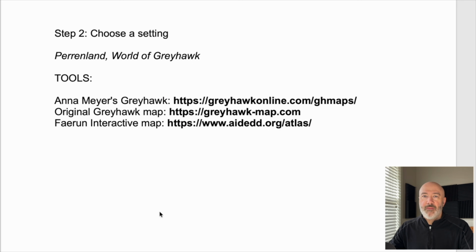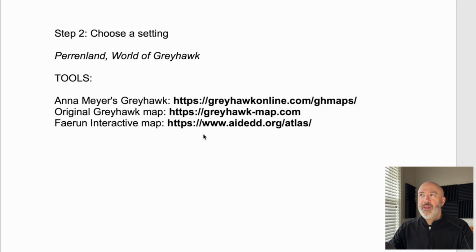Since I'm doing Frankenstein, I wanted to go with someplace that has a feel like Switzerland. So we're talking high mountains, beautiful valleys, rugged river valleys, and such. So I chose Perrinland from the world of Greyhawk. Now, I've listed 3 tools that you can use to explore Greyhawk and Forgotten Realms and see what those are like. And you can see the web addresses here. I'll include those in the description.